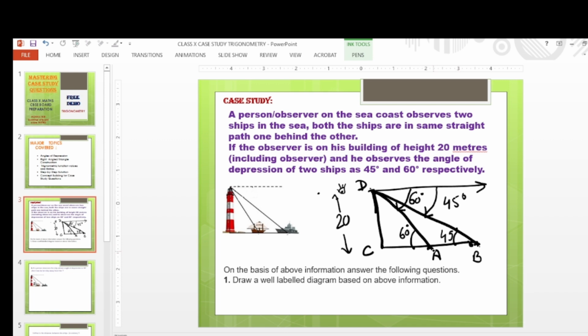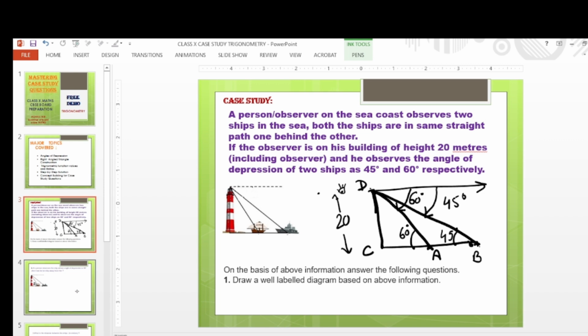So which one is closer? Angle A, because its angle of depression is more. Okay. So like this, angle B is farther, so it is 45 degree. So this step is very important: including the observer, you have to make the total height and angle of depressions. We have labeled everything. So with this figure, you will score full marks. Okay. Let's move on to the second question.